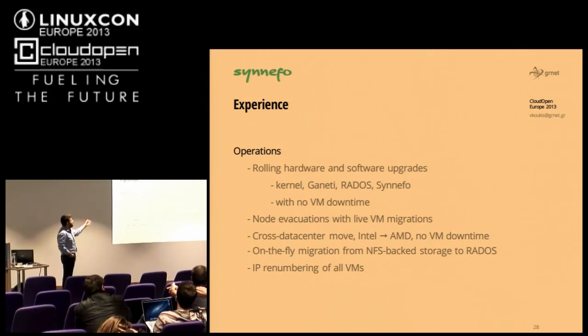We did node evacuations. We do them all the time. We migrated VMs from data center to data center. We abused the Ganeti cluster to span both data centers at this point. And the VMs left Intel machines and found themselves on AMD machines in a different data center. We did on-the-fly migration from NFS storage to RADOS storage because they're just objects that Archipelago manages. We renumbered all VMs.